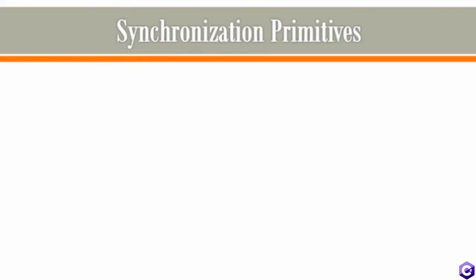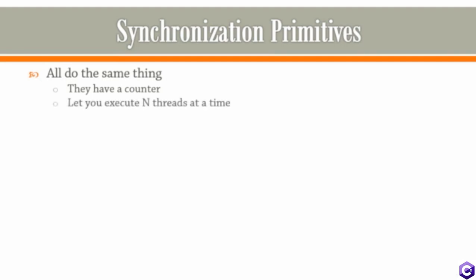Now, finally, we looked at different synchronization primitives. We looked at lots of them, but really, I'm sure you've been paying attention and you've noticed that they all roughly do the same thing. So they essentially have a counter of some kind and they let you execute N threads at the same time. So they check this counter, and the other threads are waiting, but they are unblocked as this counter changes.